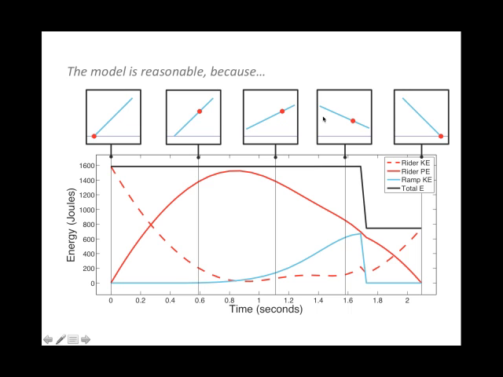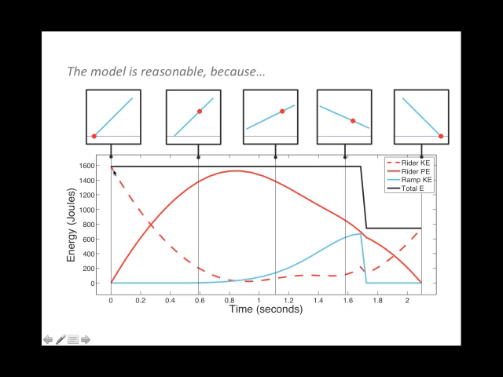So physically, this looks similar to what we might expect to happen. The other type of validation that we've used is that because this system doesn't have any friction or drag involved, it's a conservative system, so we expect the total energy to be constant. So here we've plotted the potential energy of the rider. It starts out at 0 and it's highest when the rider is highest. And the kinetic energy of the rider.